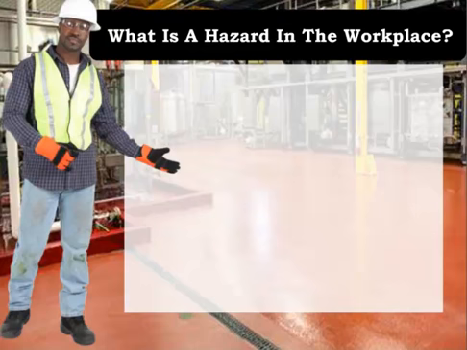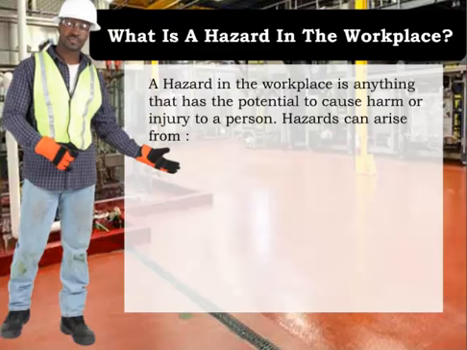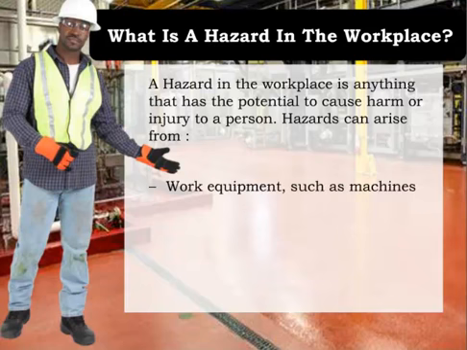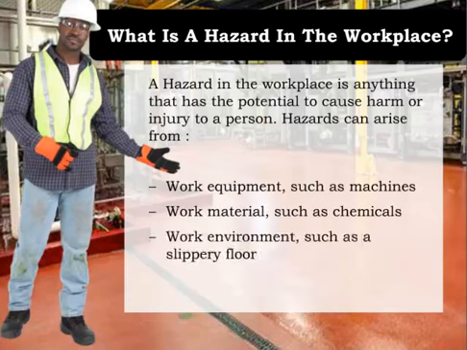What is a hazard in the workplace? A hazard in the workplace is anything that has the potential to cause harm or injury to a person. Hazards can take the form of work equipment, such as machines; work material, such as chemicals; work environment, such as a slippery floor, etc.